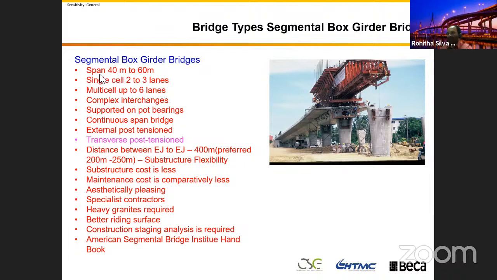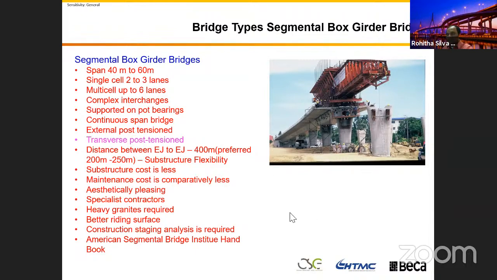This span is quite common between 40 to 60 meters, and, sorry, it should be single cell. A single cell can accommodate 2 to 3 lanes. But if it is multi-cell, you saw that the Panankawa Bridge twin cell can accommodate 6 lanes, 27.6 meters. They are employed for complex interchange construction because the box is very stiff, torsionally stiff.